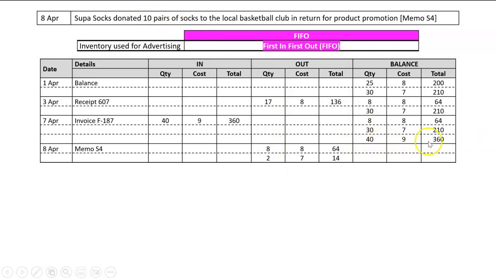So what does that leave us with? Well, the $8 ones are gone. So they're not going to show up here. We had 30 at $7, but 2 of those are gone. So we say we've got 28 at 7 for a total of $196. And these 40 units at $9 are still there.